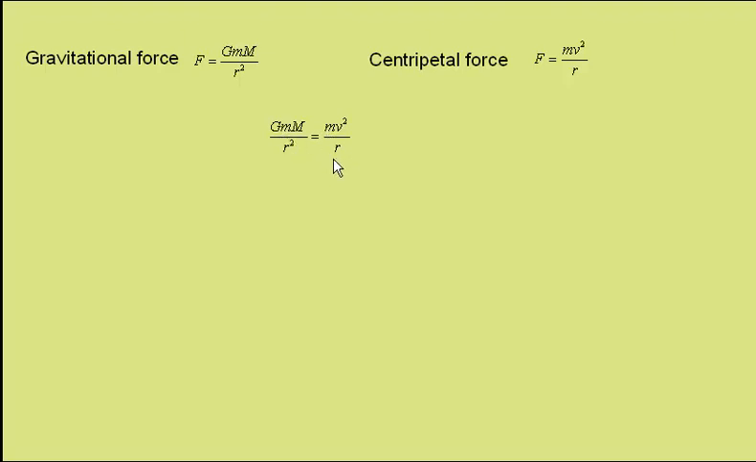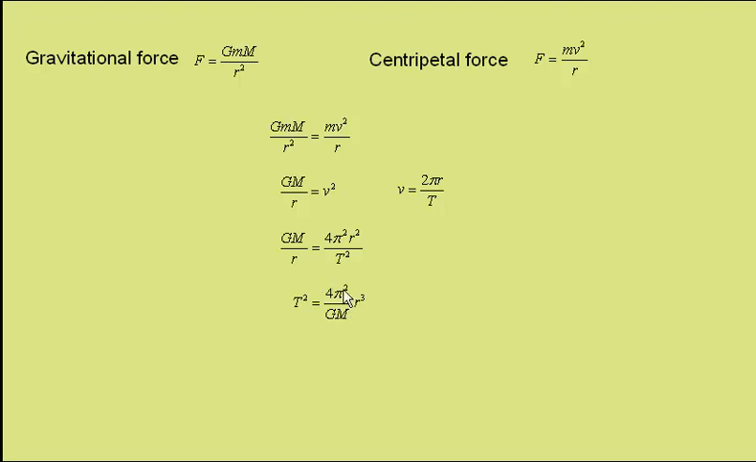Cancelling the m's and one of the r's gives this, but the speed of the planet is simply the distance it travels over the time taken, which is the circumference of its orbit, 2 pi r, over its time period T. We can substitute this expression for v here to give this, which we can now rearrange as T squared is equal to 4 pi squared over GM times r cubed.